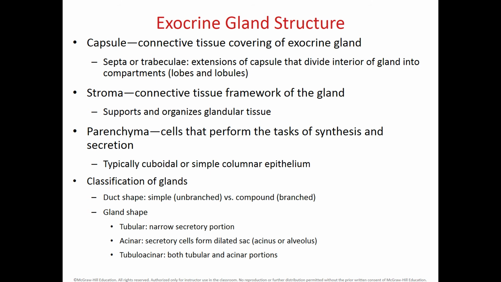Now, the gland shape is also important for the classification of glands. So if the gland has a narrow secretory portion, it will be a tubular gland. Now, if the gland has secretory cells that are located within an open space, which is called a dilated sac or acinus, this will be called an acinar gland. And some glands have a mixture of narrow secretory portions like ducts and dilated sacs, so this will be called a tubuloacinar gland.